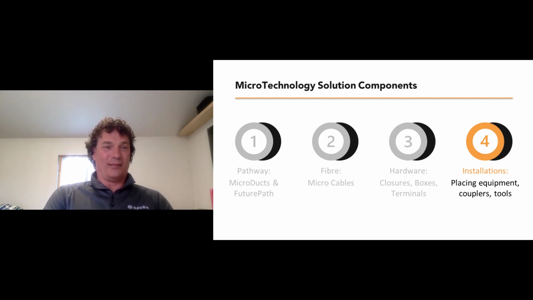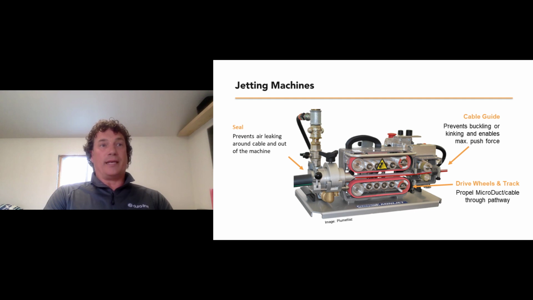installation, placing equipment, and tools. So the equipment that you would use would be a cable jetter. And that cable jetter, there's a bunch of different manufacturers that make them. The jetter pushes the cable into the microduct and then introduces compressed air into the duct, which essentially floats the cable through the entire pathway.